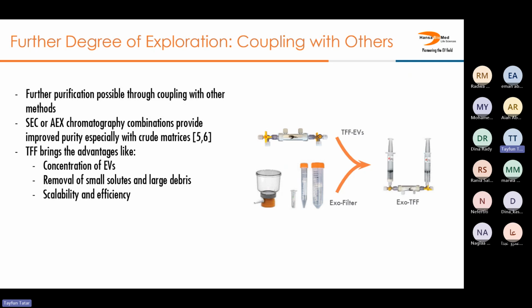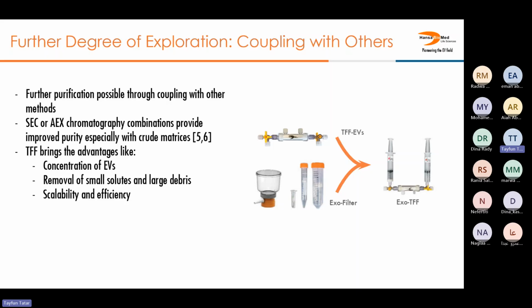And even further than this versatility, another good advantage is that the gentle nature of the method allows it to be combined with orthogonal methods or other purity enhancing methods such as size exclusion chromatography or anion exchange chromatography. And for combinations like this, the advantage brought by tangential flow filtration is first of all concentration of EVs, because these chromatography-based methods generally work with maybe at most a couple of tens of milliliters.